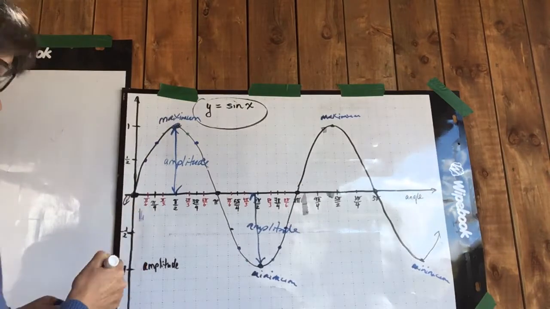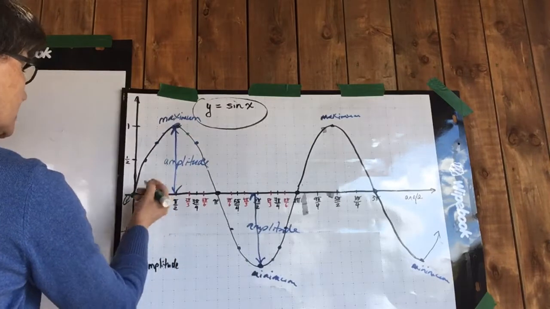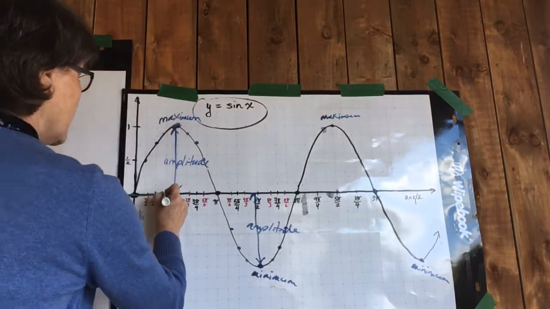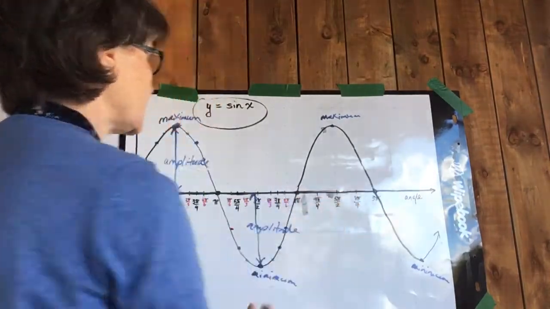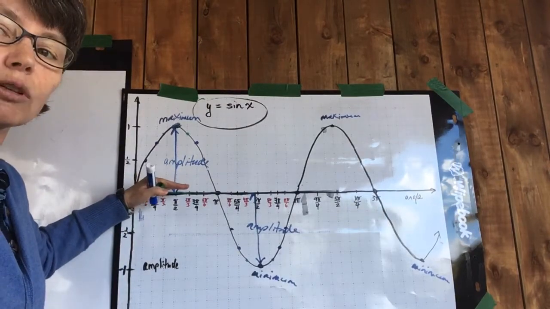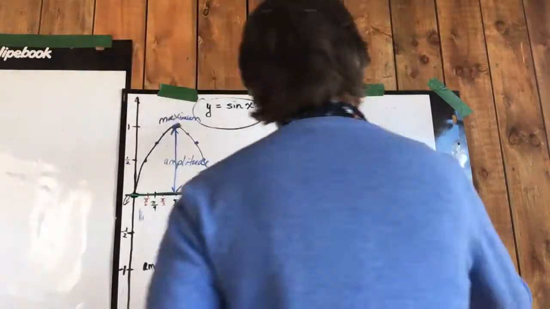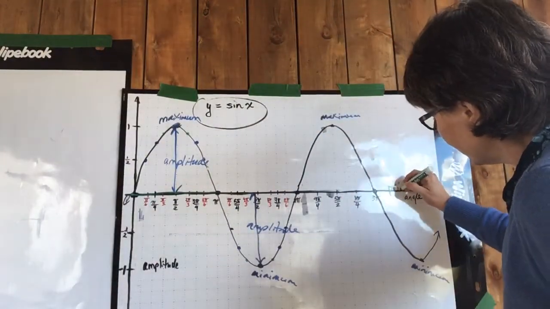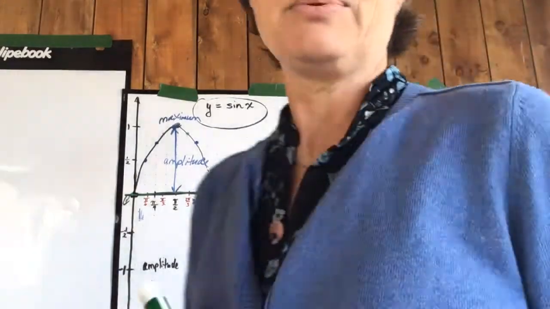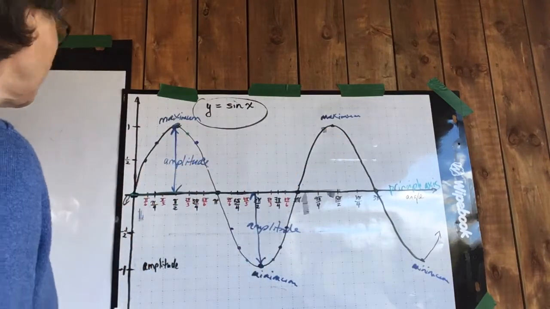This middle line, where the graph is divided in two, so the maximum subtract the minimum, right in the middle of the maximum and the minimum, in this case with y equals sine x, that middle line happens to be the x-axis. That will not always be the case, but right now it is. That's called the principal axis. So I'll just write that here. The principal axis. All right, so that's the middle of the graph.